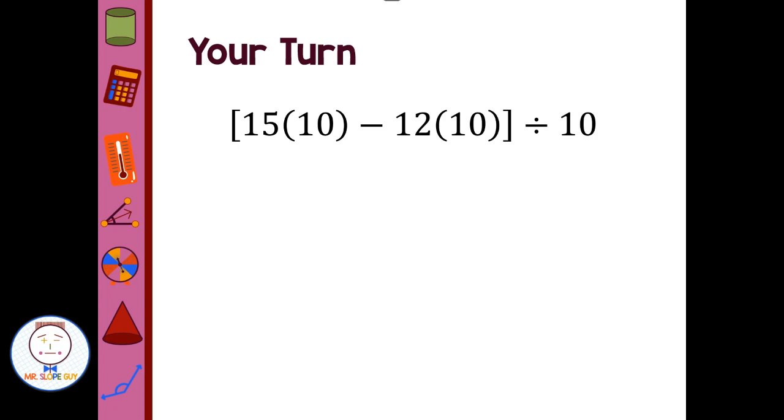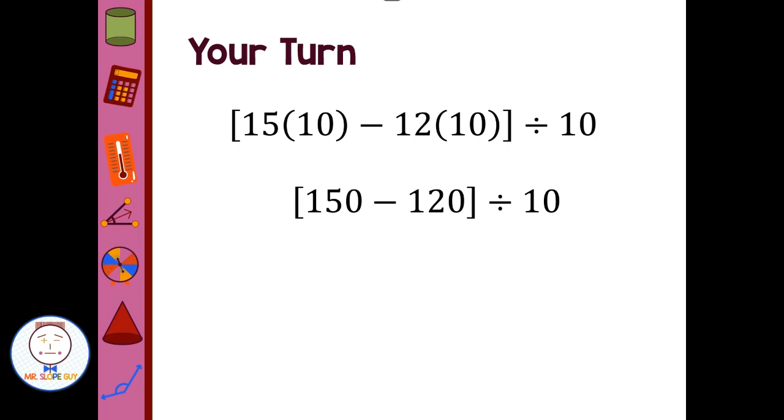All right, welcome back. So inside these brackets, we have some parentheses, but these parentheses are kind of showing multiplication anyway. So I have multiply 15 and 10, then I have a subtract, and I have a multiply 12 and 10. So multiplying and dividing from left to right inside those brackets, I want to get 150 minus 12 times 10 is 120, divided by 10.